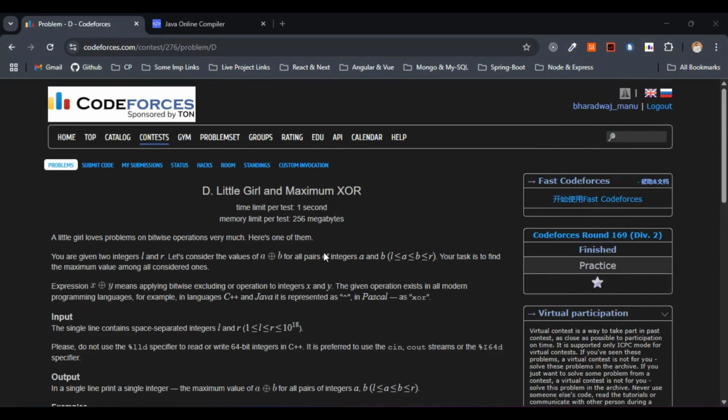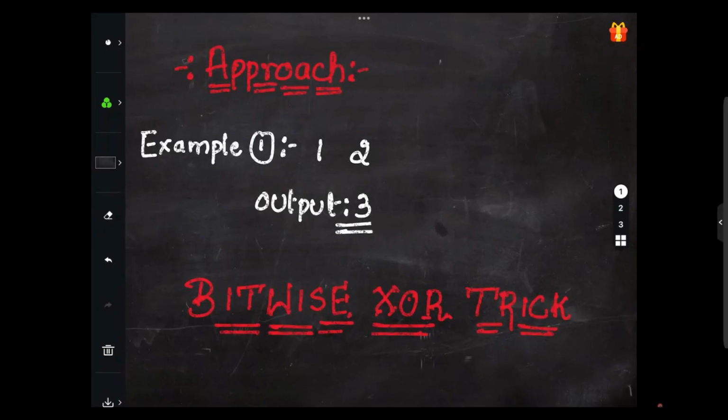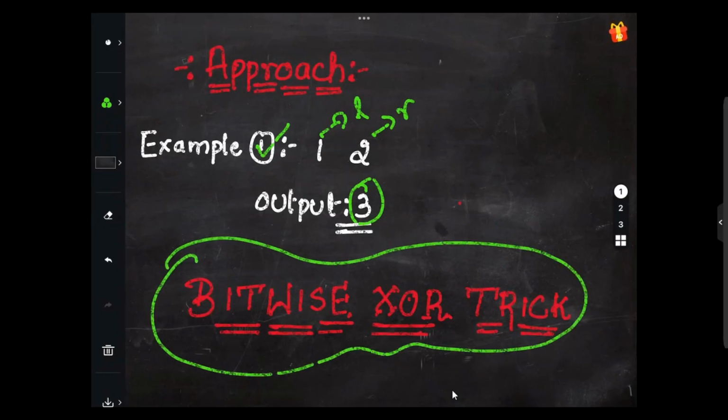Now as we are familiar with the question, let's discuss the approach first, followed by the complexities, and then let's write the code. Here I have considered the first example, the same example that they have given in the question. This is L and this is R, and the output that we need to get here is 3. One thing we need to notice here is we will be going with a bitwise XOR approach, or bitwise XOR trick. Just keep this in mind.